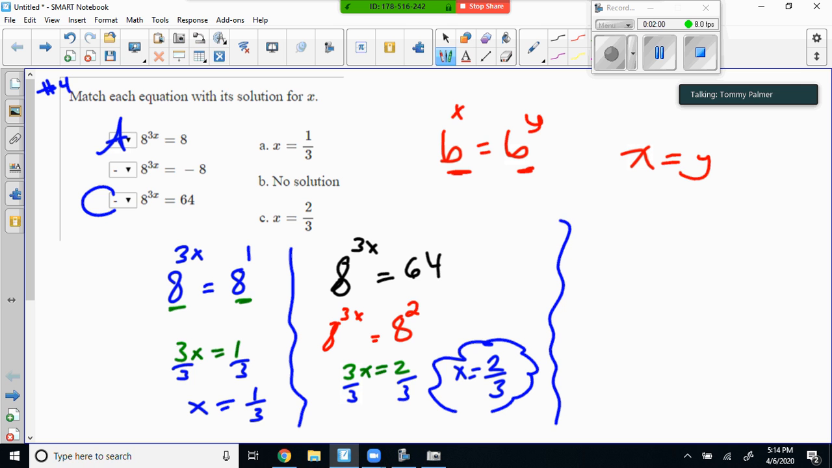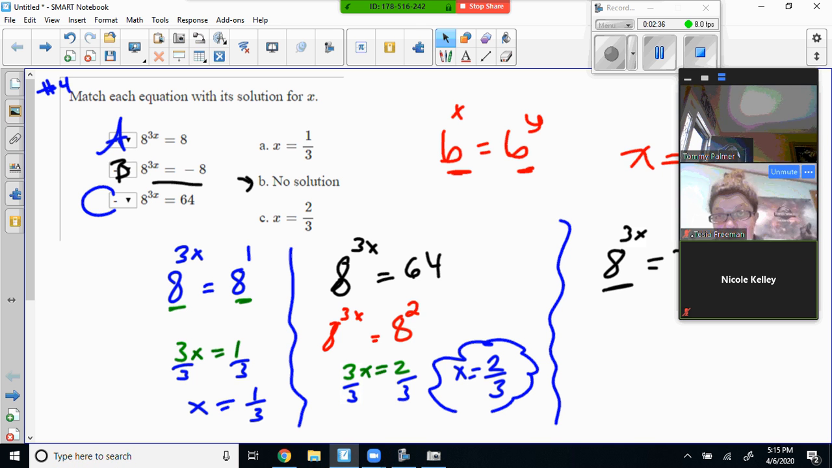Now, the one that's 8 to the 3x equals negative 8 to the first. Okay, are those bases the same? They're not. And I can't get them to be the same, right? One's positive, one's negative. So therefore, this would be the easiest explanation without having to go into a lot of theory: this one would be the no solution. Okay, so there you go.